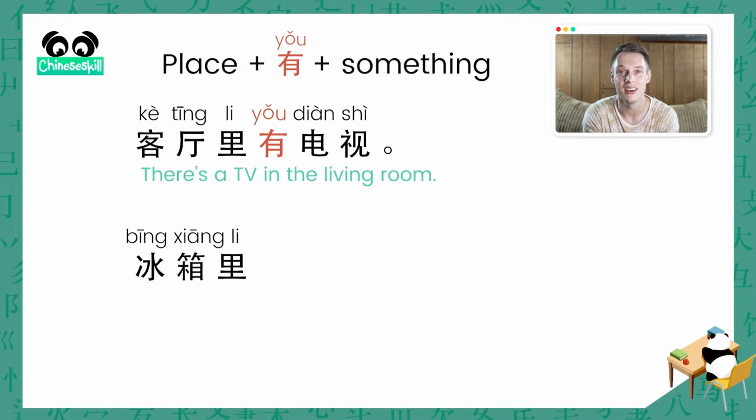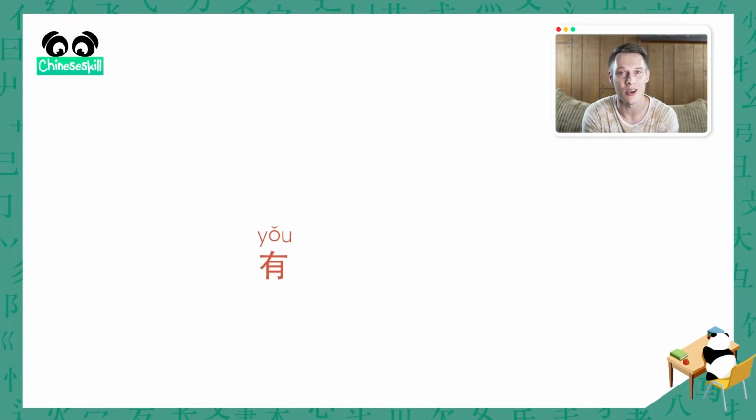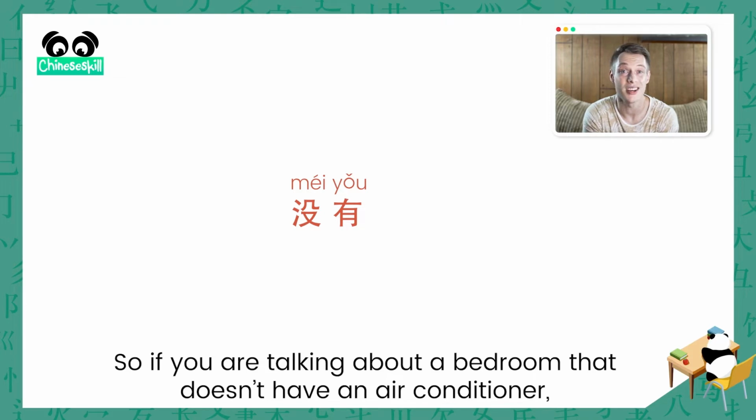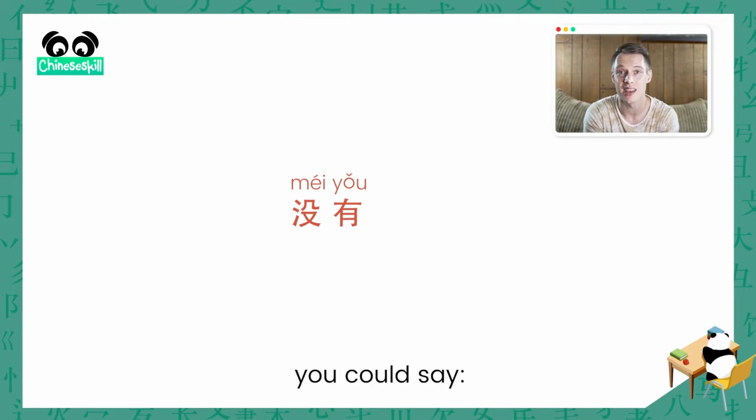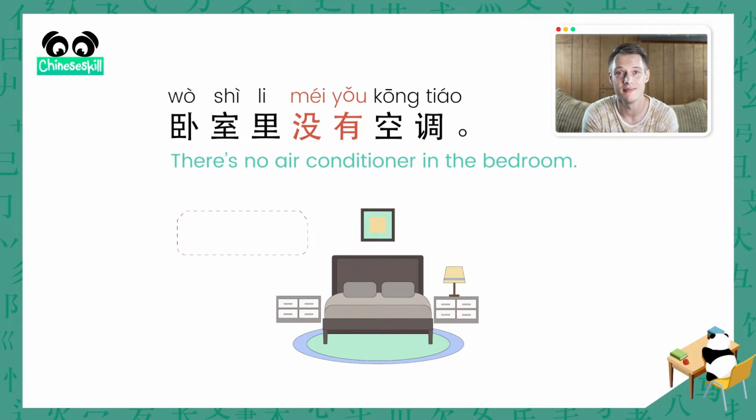冰箱里有鸡蛋. There are eggs in the refrigerator. And to negate 有, we can use 没有. So if you're talking about a bedroom that doesn't have an air conditioner, you could say 卧室里没有空调. There's no AC in the bedroom.